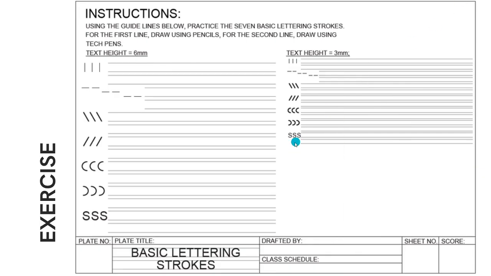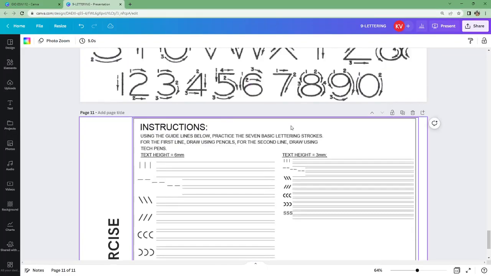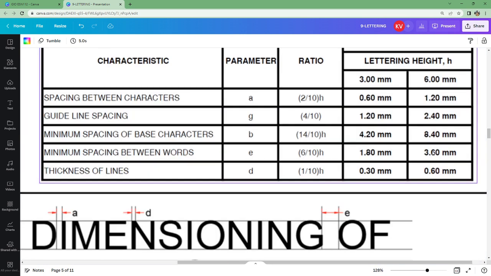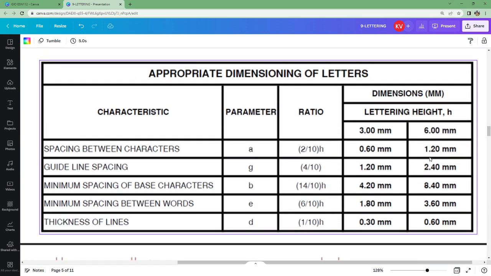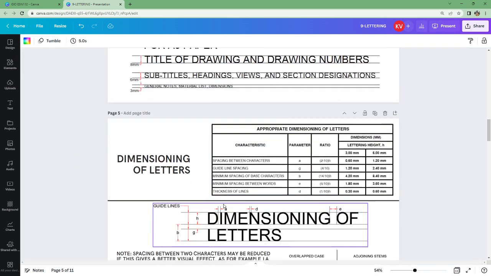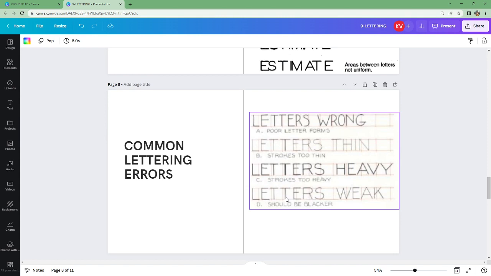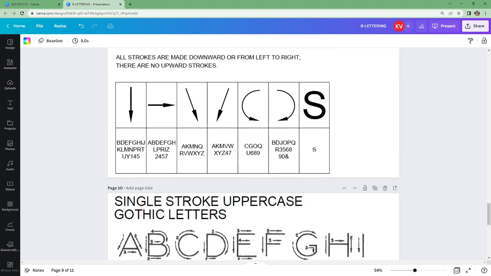Okay? Just refer to the table. This is what you usually practice, the last part, the thickness of lines or the thickness of your character. Okay? So, are we clear about the instructions and how to do it properly?